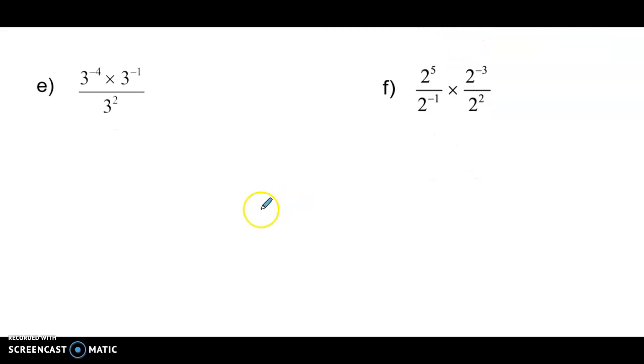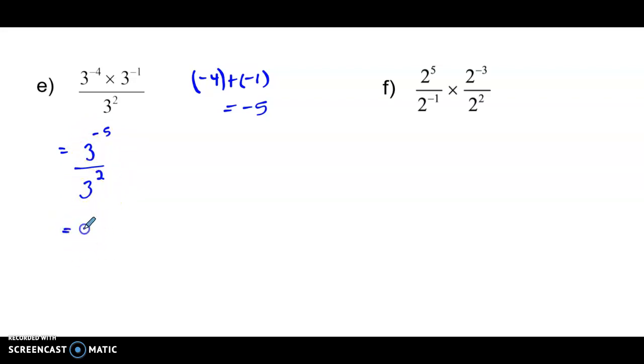Let's do E and F. So E and F, we're building on our fractions now. So we have 2 terms in the numerator. So in the numerator, we have a multiply. When we're multiplying and the bases are the same, I'm going to keep that 3, and I'm going to add my exponents. So negative 4 plus a negative 1 is negative 5. So my numerator now is a single power, is 3 to the power of negative 5 over 3 squared.